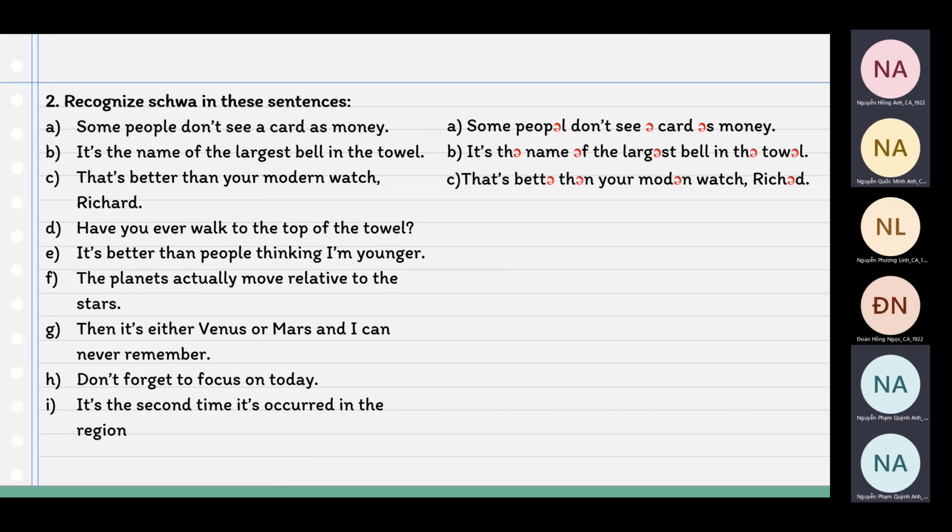For the second sentence, sentence B, there are 5 schwas in the sentence. The first one is in the word "the", the second one is in the word "of". The third one is in the second syllable of the word luscious, and the fourth one is also in the word "the", and the fifth one is in the second syllable of the word towel. And the whole sentence will be pronounced like "it's the name of the luscious bell in the towel."